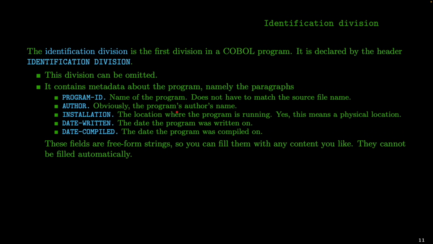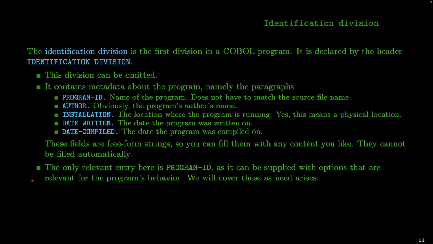So this can be filled in any way you like, so they are free-form strings. And they cannot be filled automatically. So maybe you would think that date written or date compiled is always automatically set to the last date when you saved the file or when you ran the compiler, but nope, you have to do that by hand. So it might be more convenient to just leave it out.